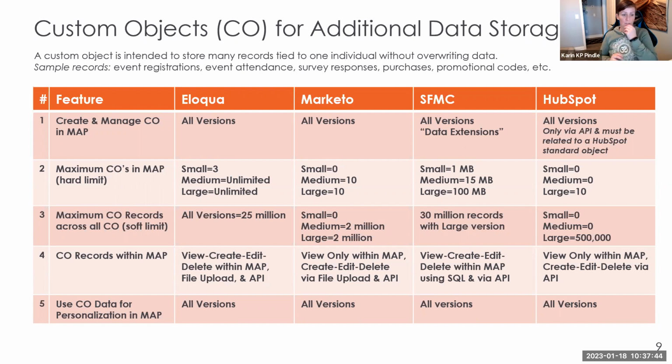Feature number 4. So the custom object records within the marketing automation platform, what can you do with them in the marketing automation platform? In Eloqua, you can view those records and the custom objects. You can create new ones for testing purposes. You can edit them, delete, all right there within the Eloqua interface. You can also do each of those actions via a file upload or the API. So all boxes are checked there.